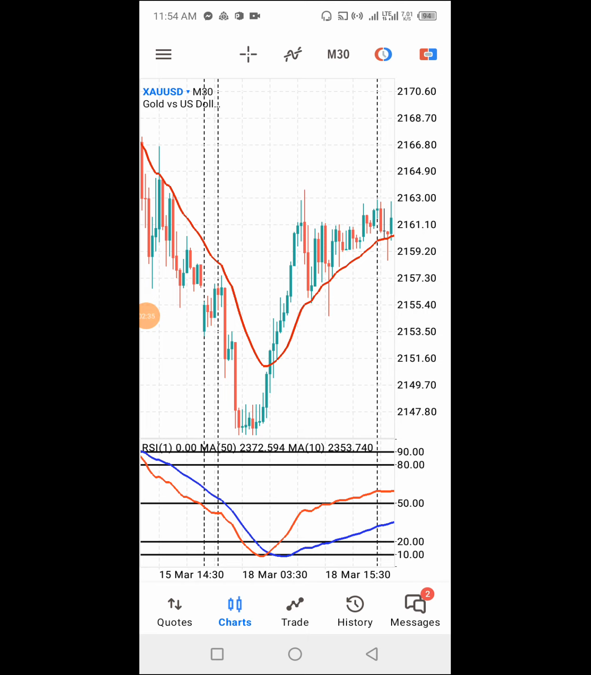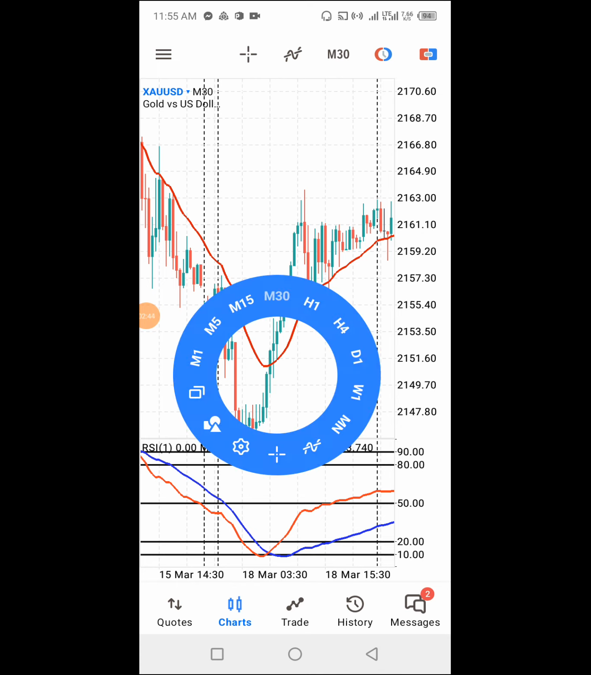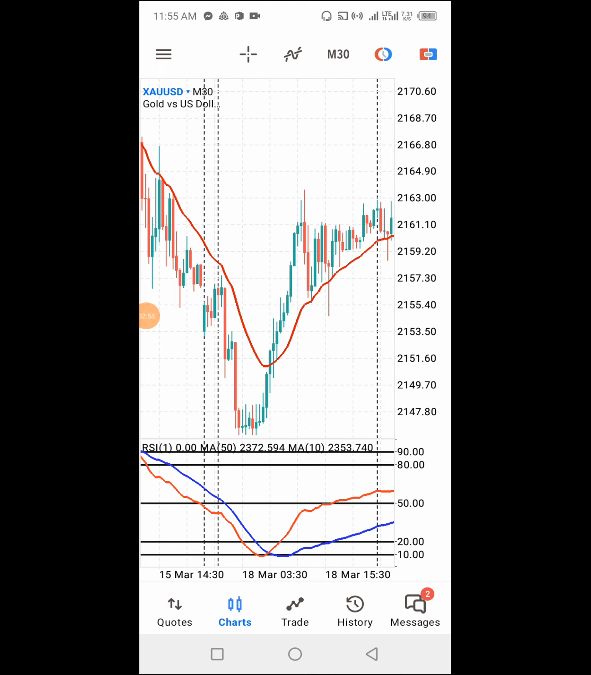So the reason for this PC strategy is that we don't change it, it is just one, but you can use it for all pairs, be it currency pairs, crypto, or synthetic. And the secret is that when you understand it, it doesn't take time to understand it at all.